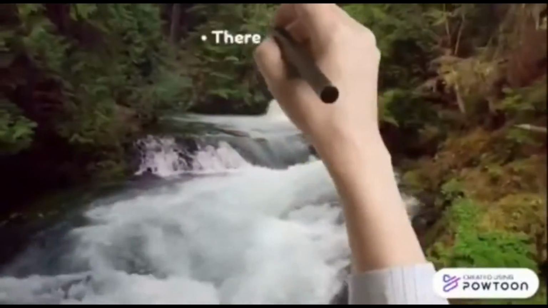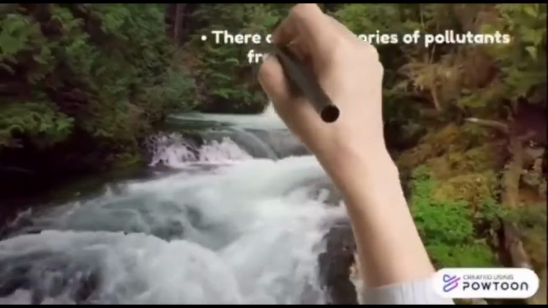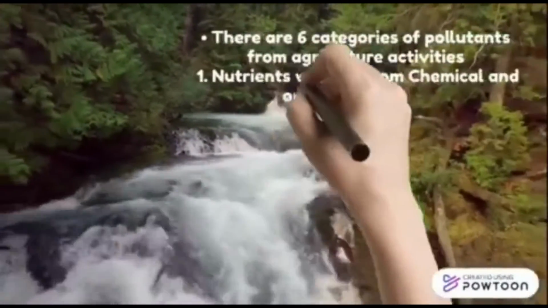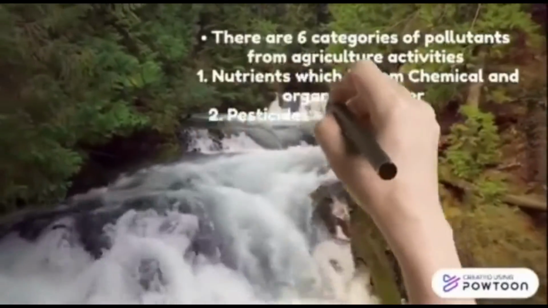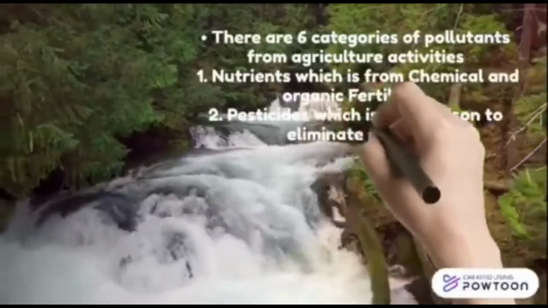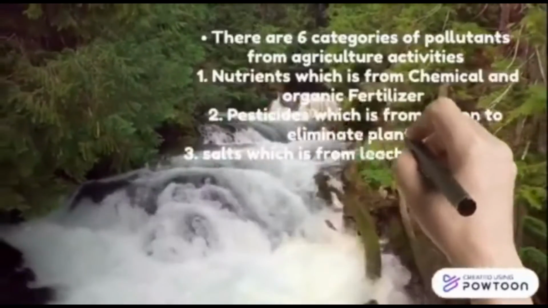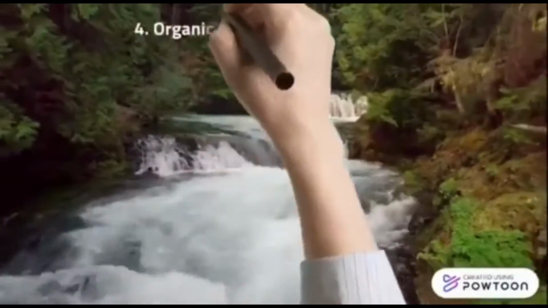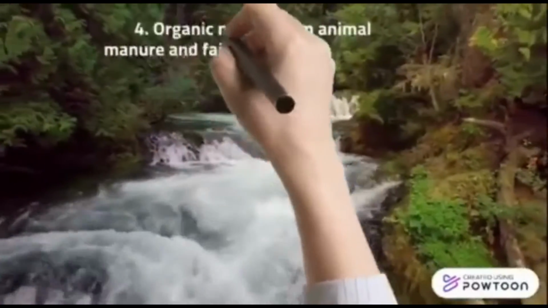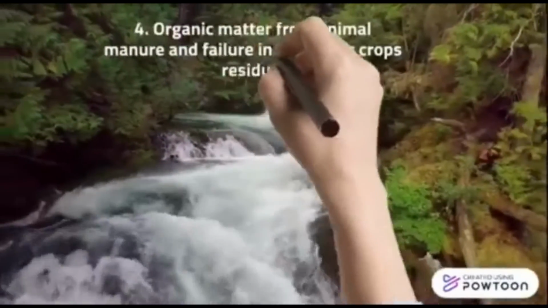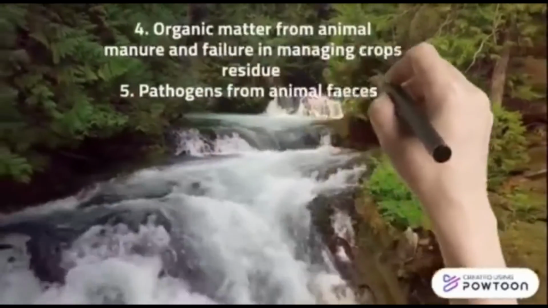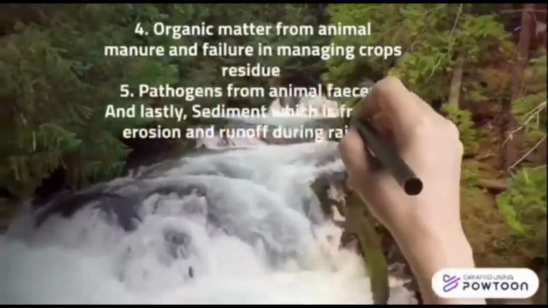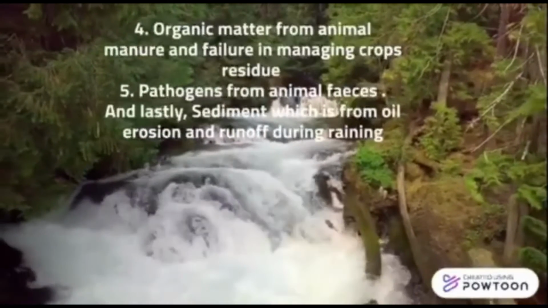There are 6 categories of pollutants from agriculture activity. 1. Nutrient, which is from chemical and organic fertilizer. 2. Pesticide, which is from poison to eliminate plants. 3. Salt, which is from the leaching fraction in the soil. 4. Organic matter, which is from animal manure and failure in the management of crop residue. 5. Pathogens, which is from animal fecal matter. And lastly, sediment, which is from soil erosion and runoff during raining.